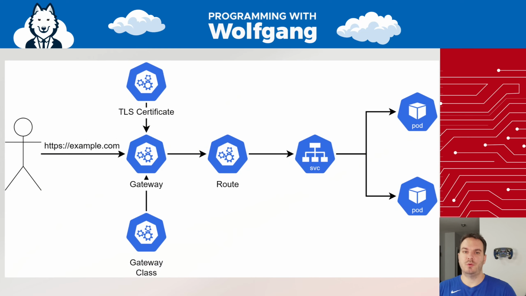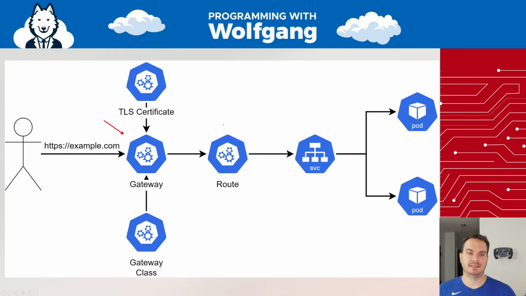The way a request works with the Gateway API is also very similar to the one in the Ingress. So we can have a request, can be HTTPS or HTTP. In this case, it's HTTPS and it goes to our gateway. Then this gateway takes care of the TLS termination because it has a reference to the TLS certificate. The gateway also has a reference to the gateway class.